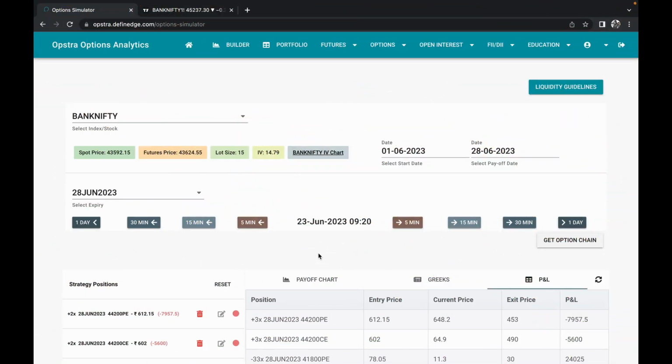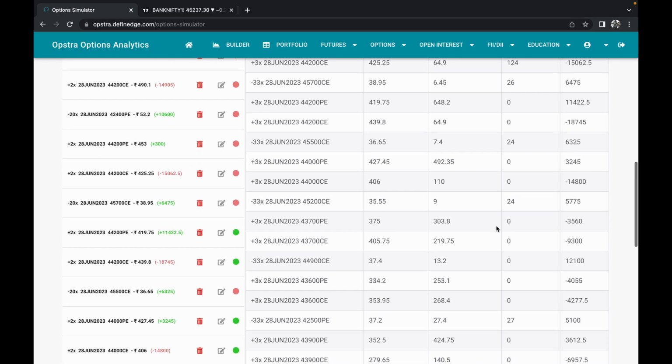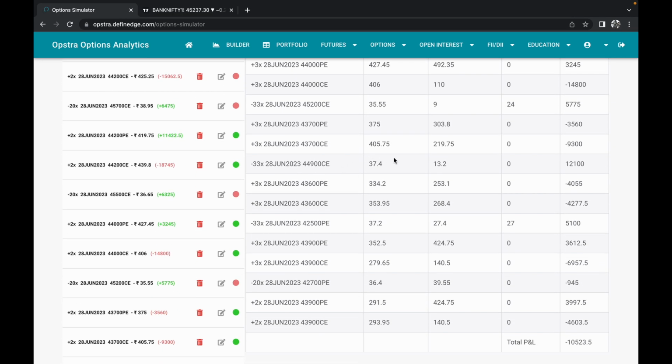Okay, the market has actually gone down. So let's see what premiums we have right now. On the call side, we do not have any premium left, only 13 rupees premium is there. So we are going to square up that 13 rupees 44,900.